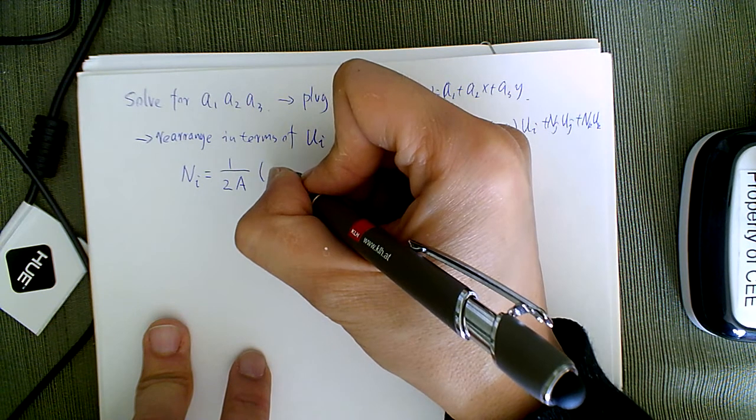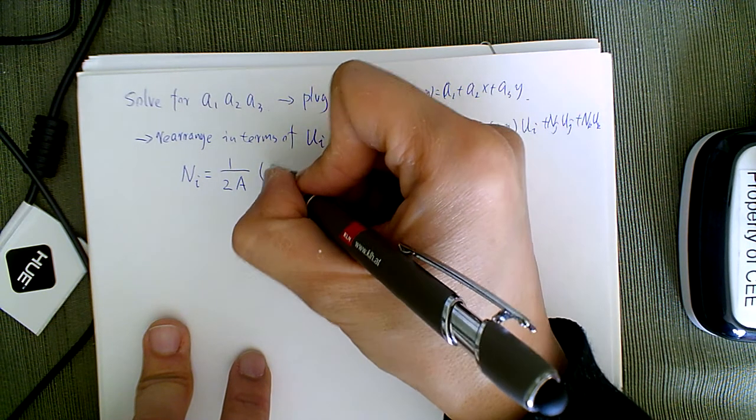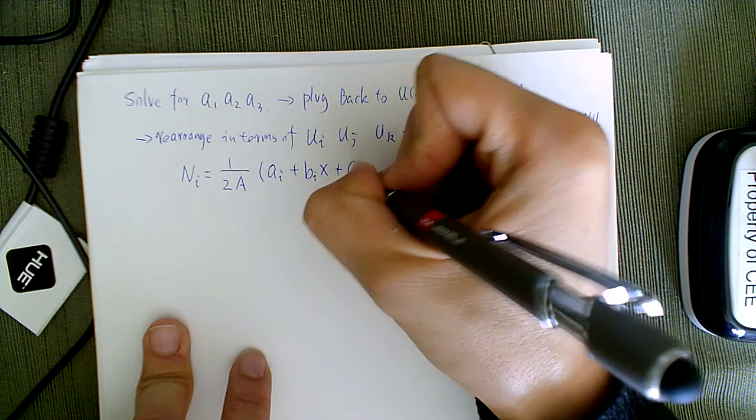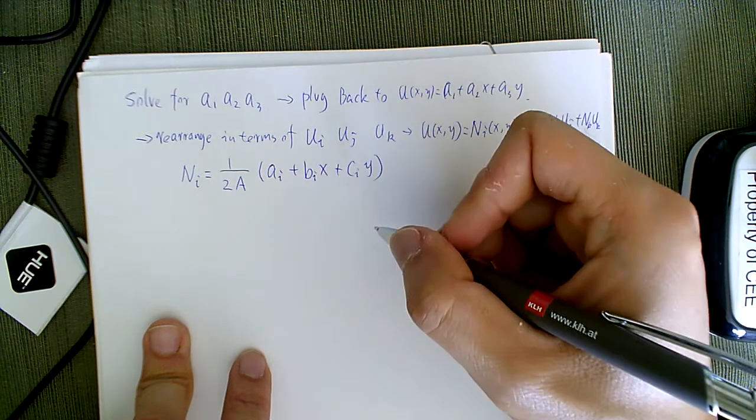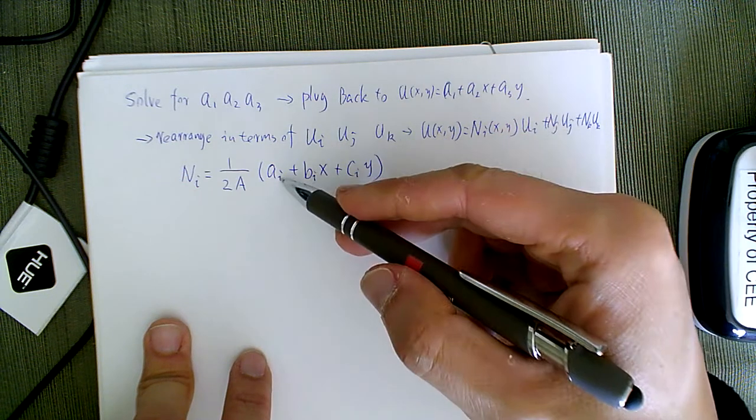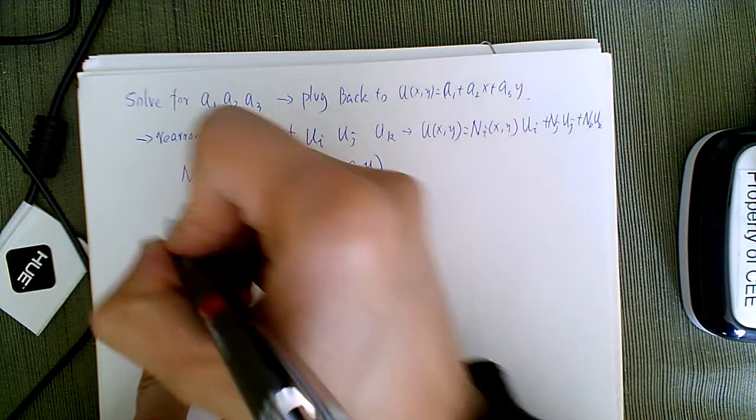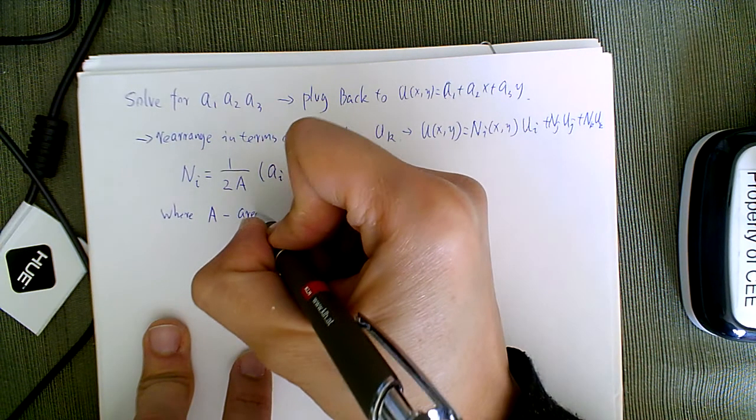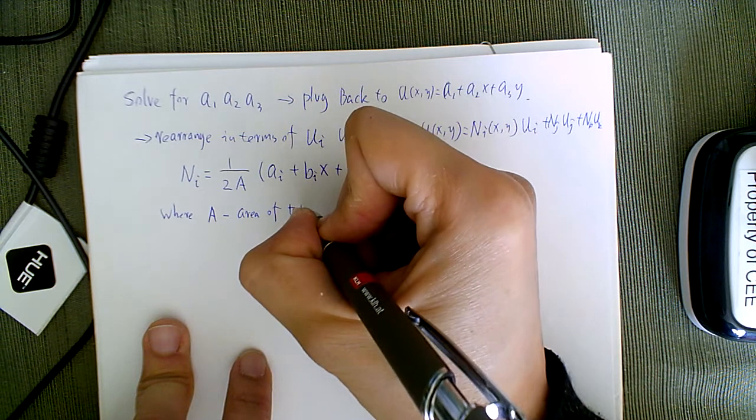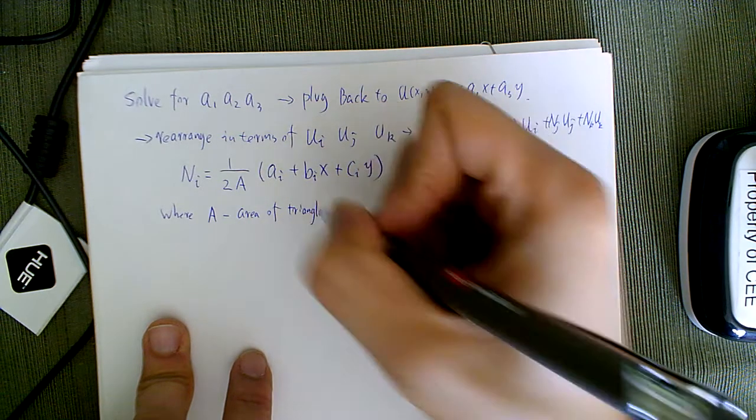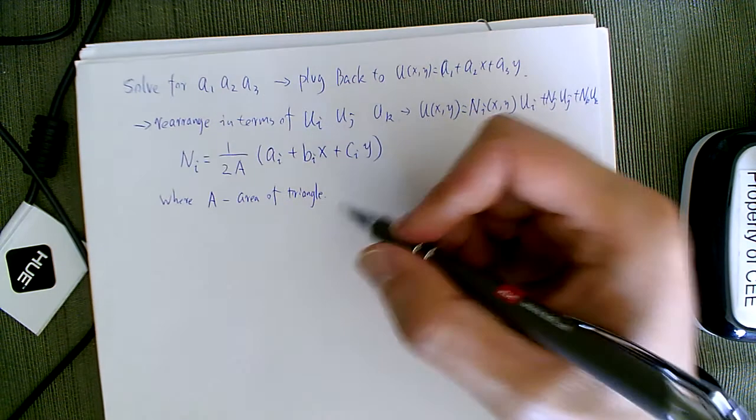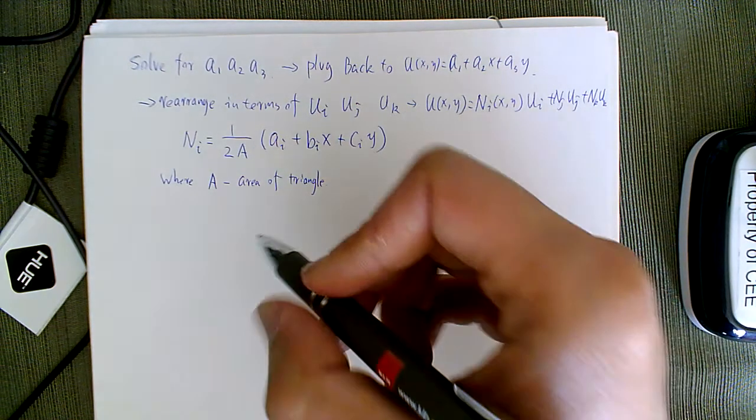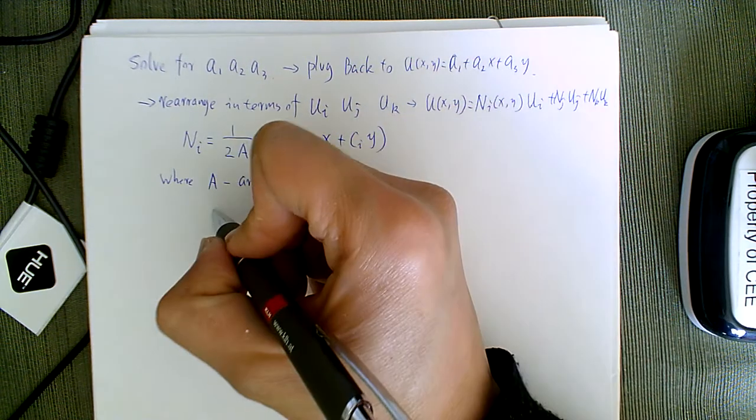Ni equals 1 over 2A times (ai plus bi x plus ci y). Then you're like, hey, hold on a second, what are those? And what's A? Basically, A is the area of the triangle. Then you're like, how do you get that? Oh, if you really do this, you find out that magically it just comes out. Then you're like, what are a, b, c then? Okay.